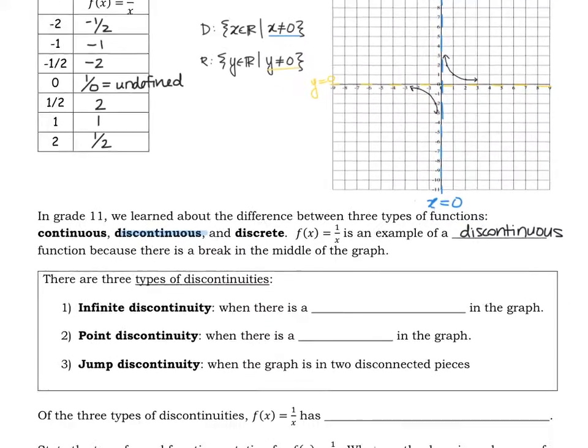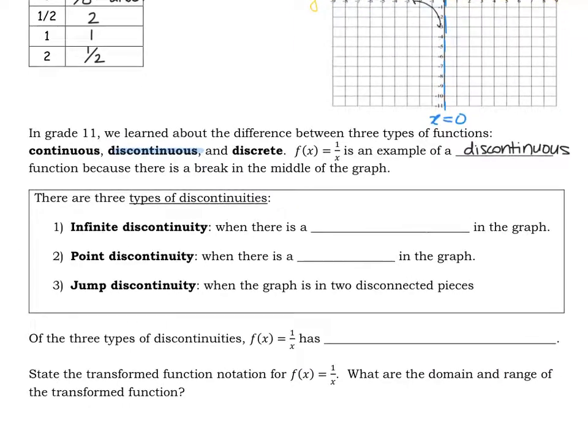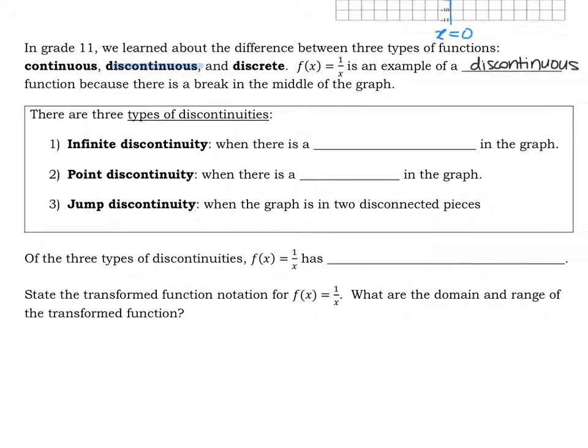So now we're going to get into more specifics in this unit. If you take a look, we have 3 types of discontinuities. The first one is called an infinite discontinuity. That's when we have a vertical asymptote in our graph. So when we have a vertical asymptote, we have a discontinuous function, but more specifically, it has an infinite discontinuity.